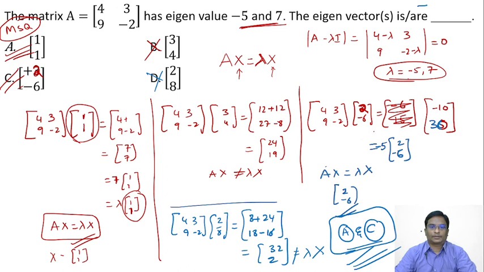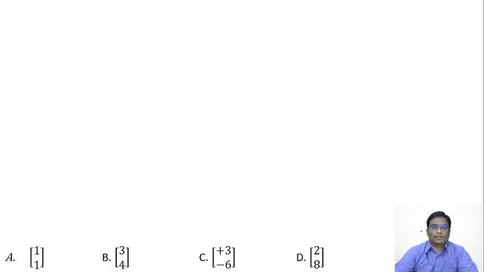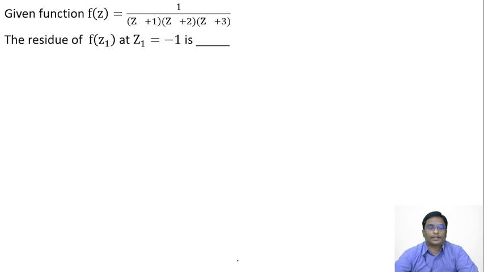Okay, next question. Options A and C are the correct answers. Change this option here to minus 6. It is given in the GATE question.